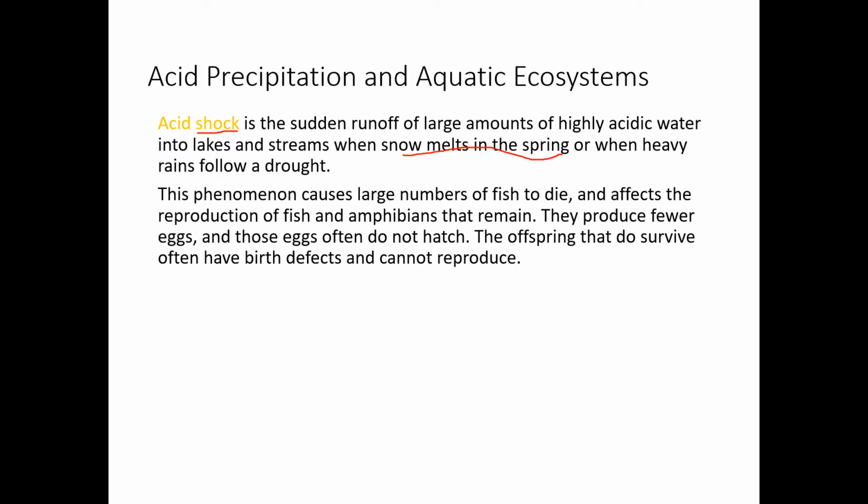An example would be with fish and amphibians. You're going to get fewer eggs, and then the eggs that do survive aren't going to be able to hatch as often, meaning that you're going to have fewer offspring that survive and reproduce, and the offspring that do survive are going to have an increased risk for birth defects.